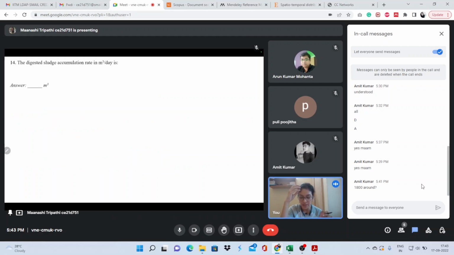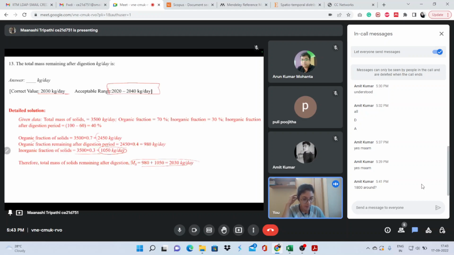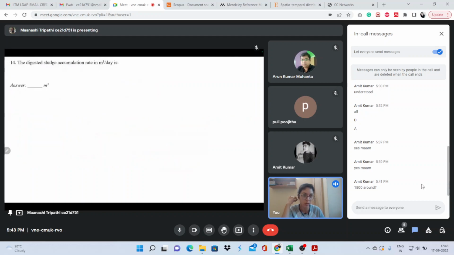The digested sludge accumulation rate, now here we are talking about volume per day. Here we have calculated kg per day. Now we are talking about meter cube per day. So this you can answer. Little calculation is required.